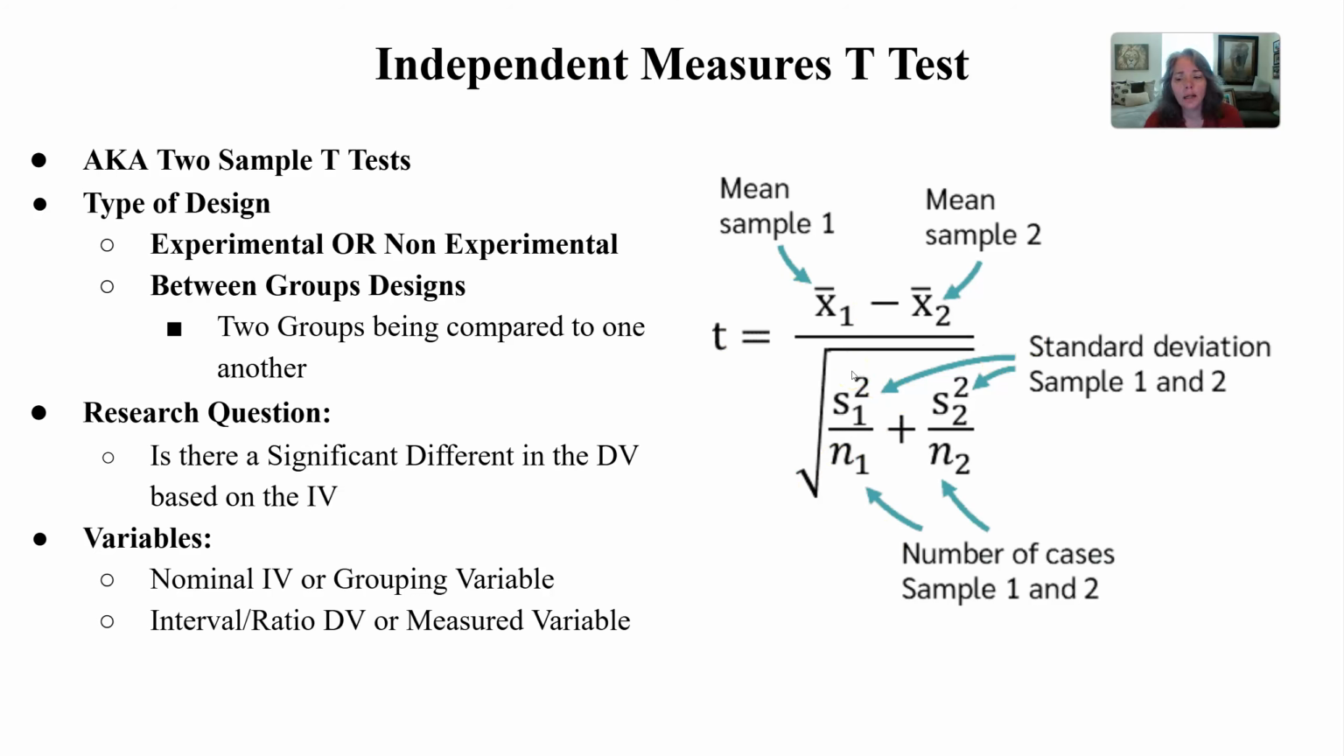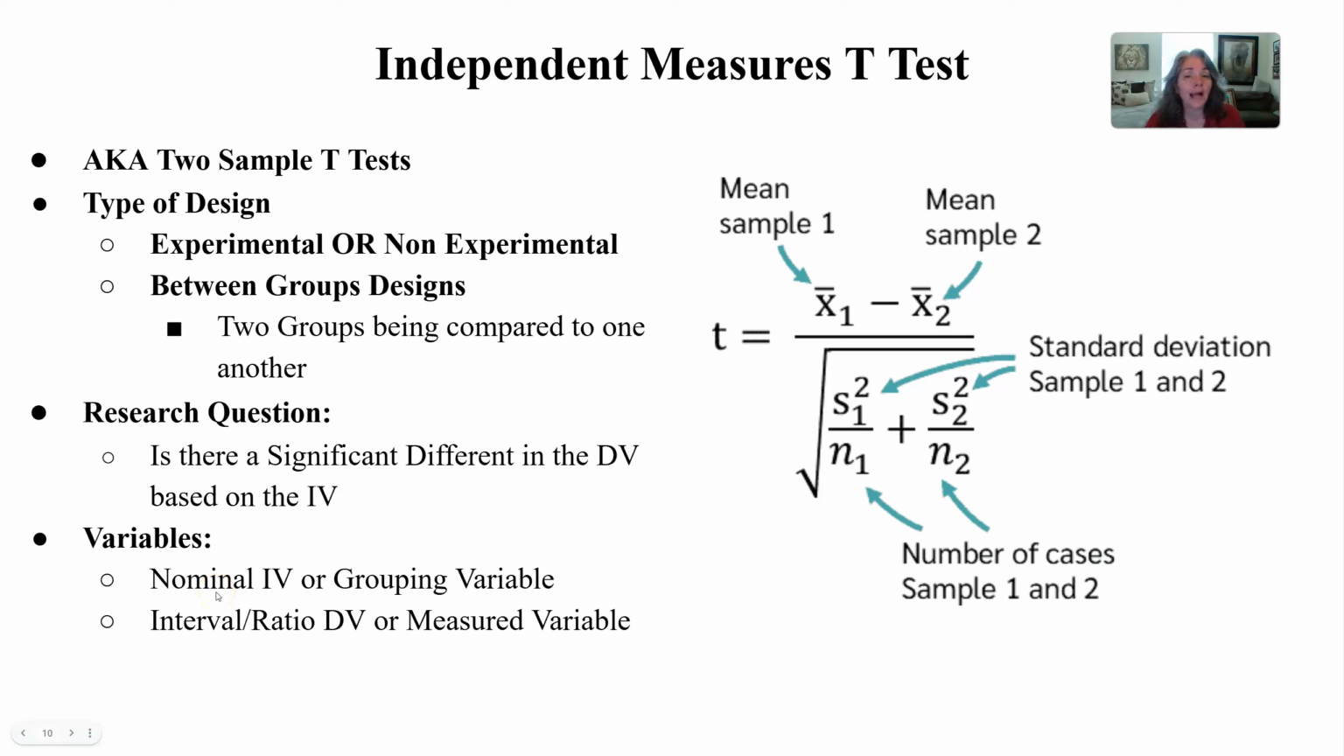We can use this particular t-test whether it's an experimental or non-experimental study. That doesn't matter. For the purposes of our research, we're going to do a non-experimental study, and it will be a between groups design, which is why we're doing an independent measures t-test, because each group will have its own mean, and those means are being compared to one another, as illustrated here in this formula. And our research question will be, is there a significant difference in the DV or outcome variable based on the IV or grouping variable? And you will choose your variables.